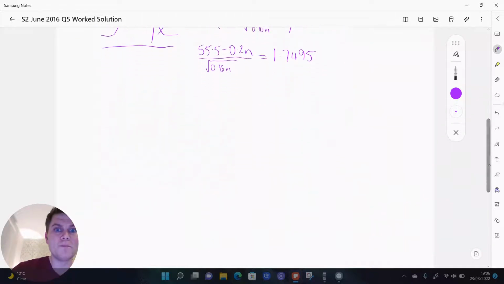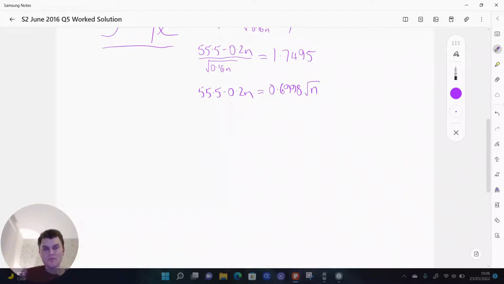Let's have a little bit more room. So first things first, multiply through by root 0.16n. So when I do that, the left-hand side is 55.5 minus 0.2n. And the right-hand side, when I do 1.7495 multiplied by root 0.16n, you end up getting 0.6998 root n. So what I've done there is I've taken the root 0.16 out and multiplied that by 1.7495 and left the root n there.